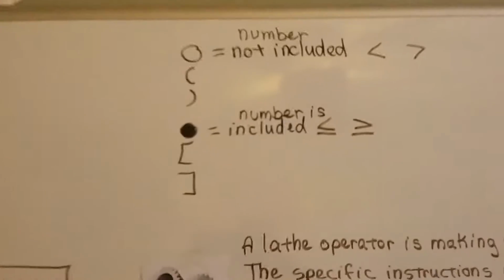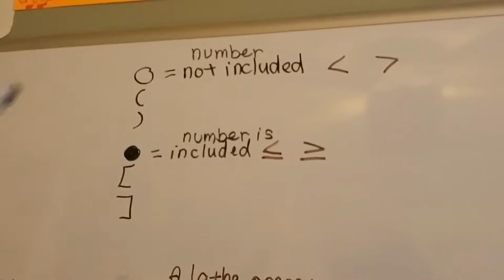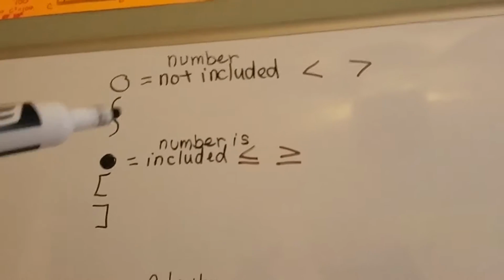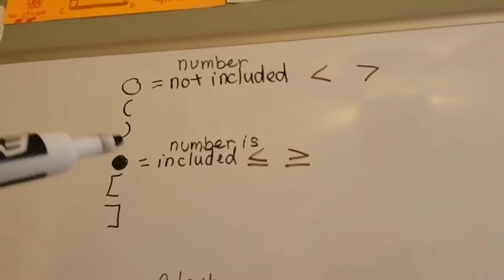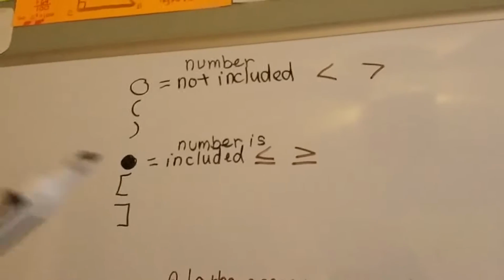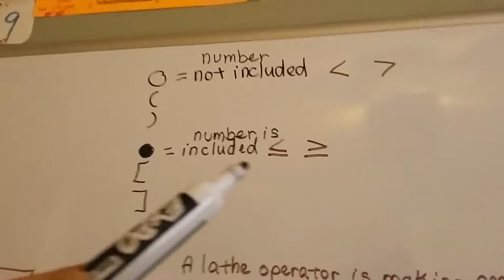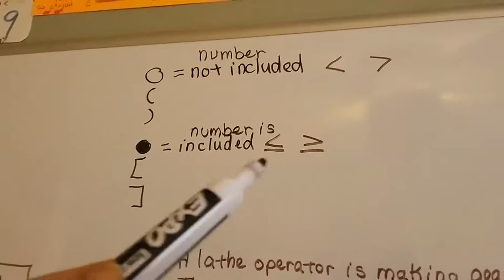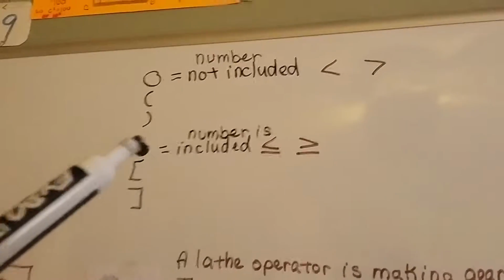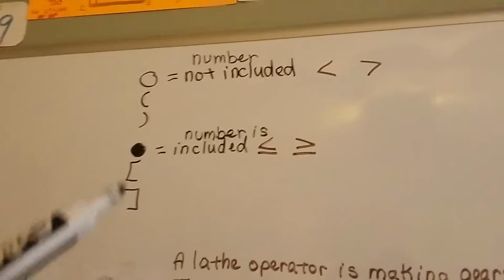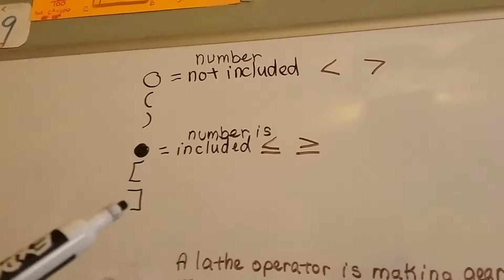All right. So remember, if the number is not included, you use an open dot, or you can do my way and use the parentheses, like we're going to do in Algebra 2 anyway, okay? And that's when it's less than or greater than. And when the number is included, it's because it's got the bar for or equal to. And then we use a filled in dot, or we use the Algebra 2 my way of the box bracket, right?